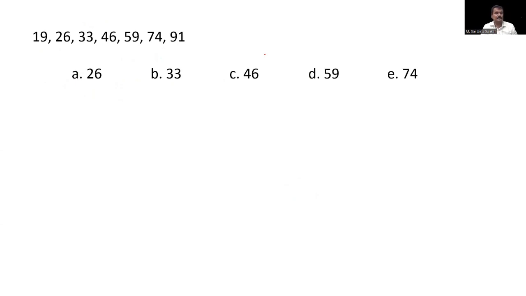Next one. 19, 26, 33, 46, 59, 74, and 91. Same procedure. What should you do? Take a difference of two numbers. The difference between these two numbers is 7. And what is the difference between these two numbers? That is again 7. And what is the difference? This is equal to 13. And what is the difference? This is equal to 13.